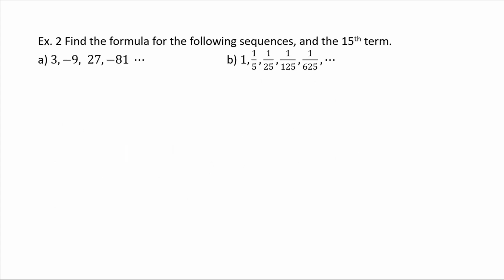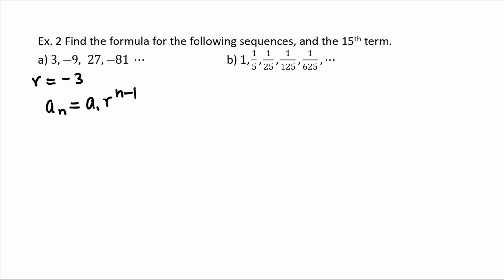Find the formula for the following sequences and the 15th term. 3, negative 9, 27, negative 81. We observe a common ratio, that is, the terms change by a factor of negative 3 each time. Now the formula for the nth term of the geometric sequence is a sub n equals the first term, and sometimes we write the subscript 1, sometimes we don't. Be flexible on that, times r to the power of n minus 1.